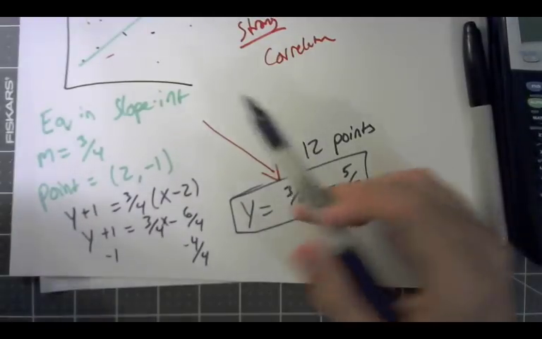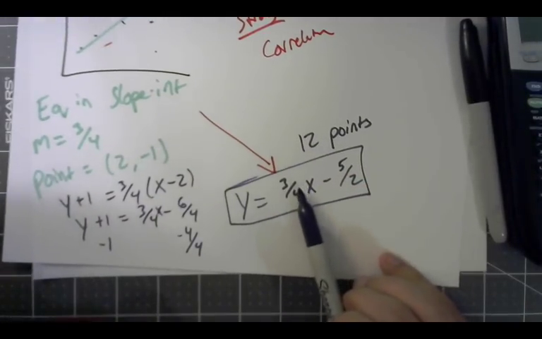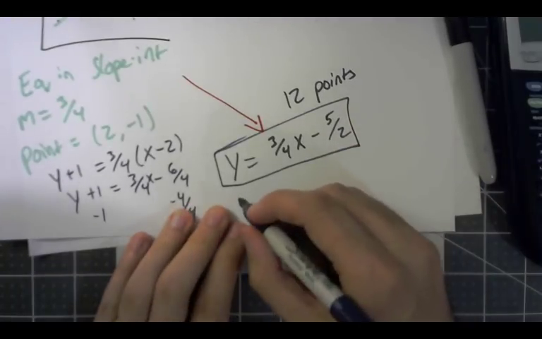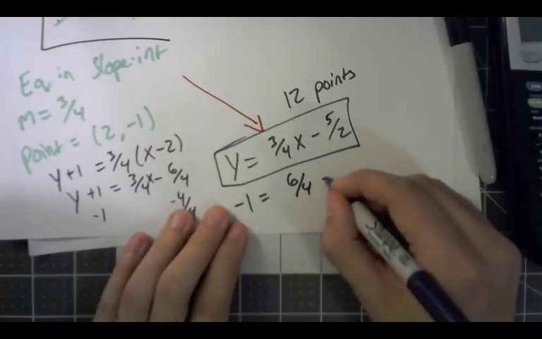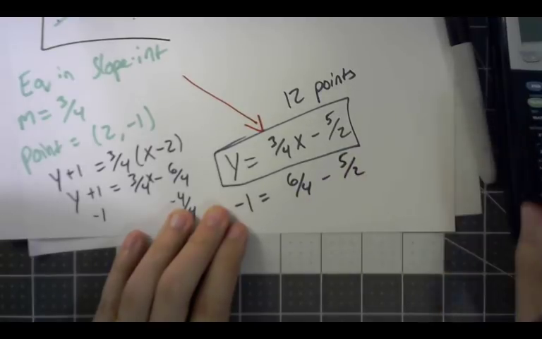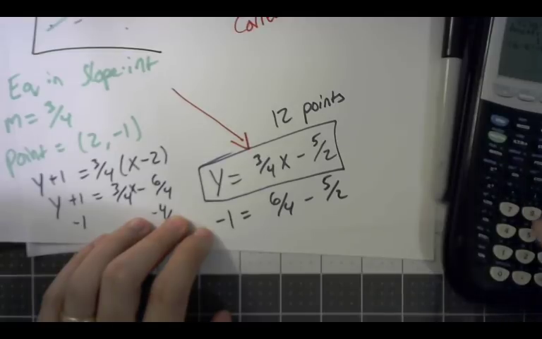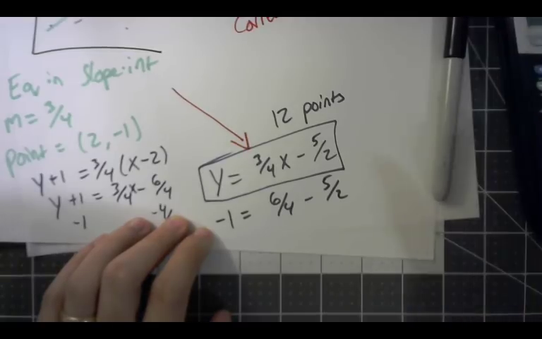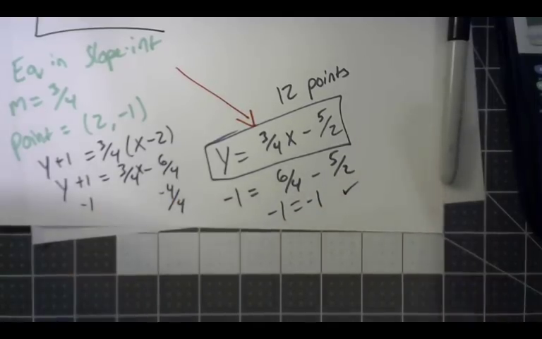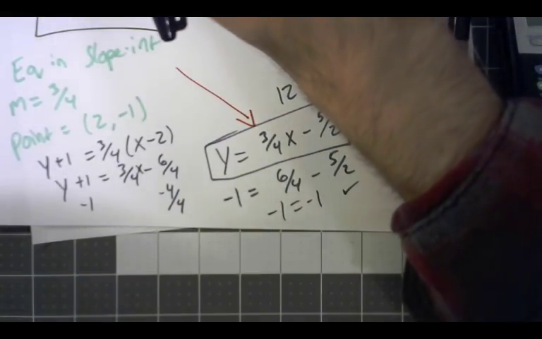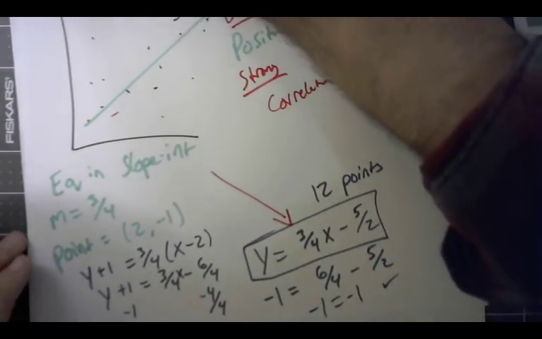You can always check these by taking your point and plugging it in here and seeing if it makes sense. You can say -1 equals 6/4 minus 5/2, which should work. Yep. So anyway, I have 1. We're good. Point slope form is used there.